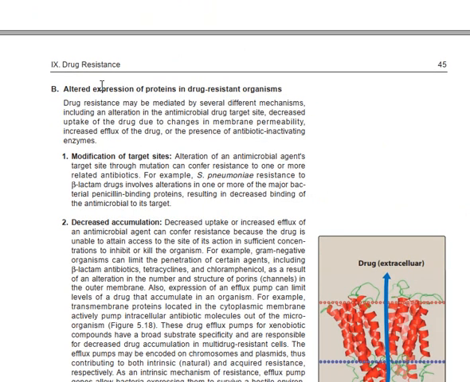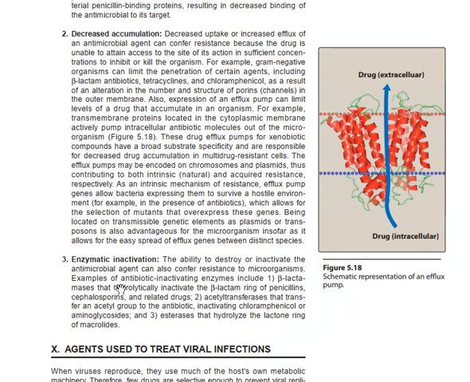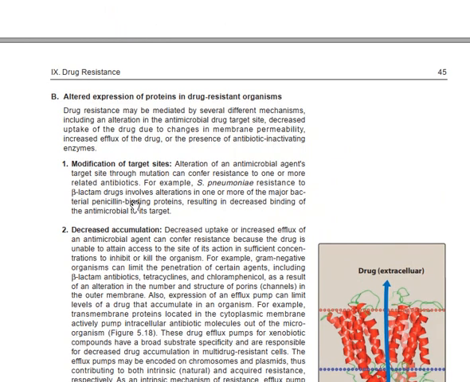Now we have altered expression of proteins in drug resistant organisms. When you have altered expression of proteins in drug resistant organisms, you have modification of target sites, decreased accumulation, and enzymatic inactivation. The first one is modification of the target site. Is it clear? When the target site of the microorganism is modified, you can have one form of drug resistance.